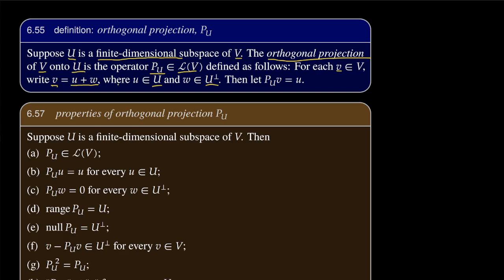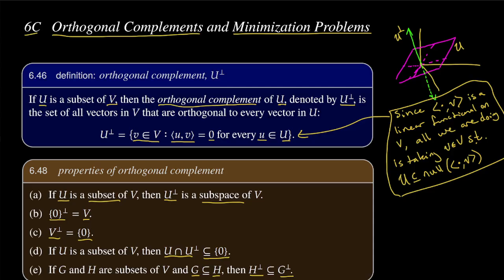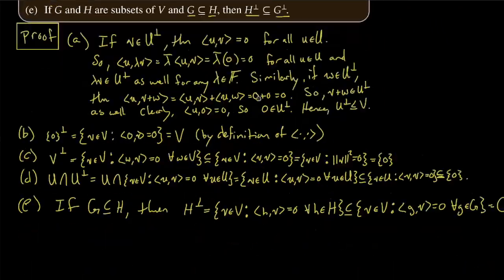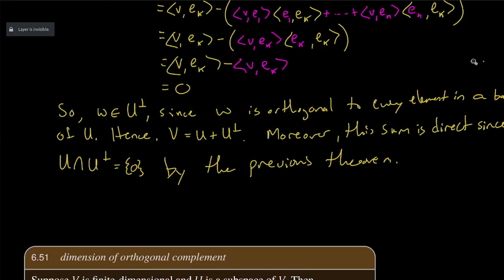Since the sum U plus U perp equals V is a direct sum, there is a unique u in U and a unique w in U perp. So this mapping is well defined, and it's not bad at all. We got a projection. In fact, we've seen this guy already in a previous theorem. Actually, wrong page. Here we go.